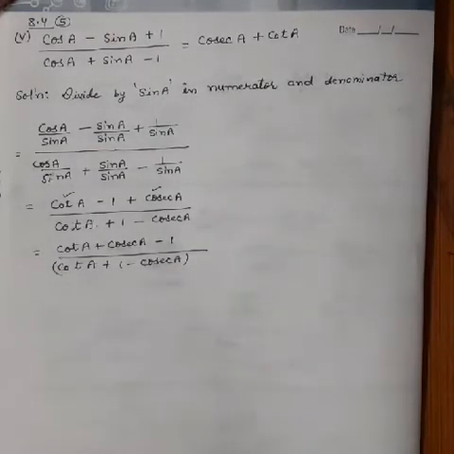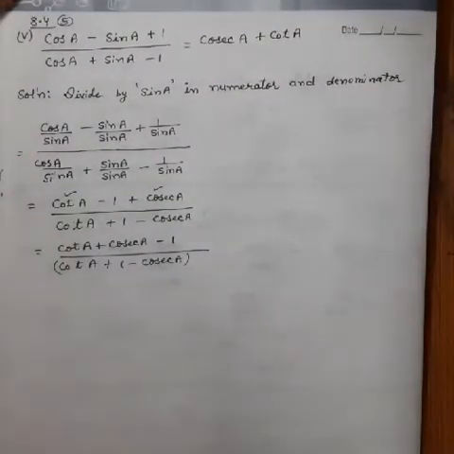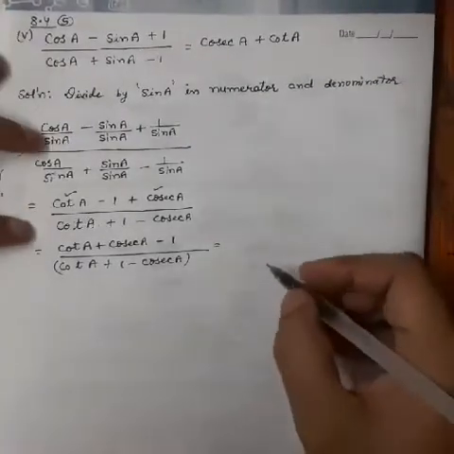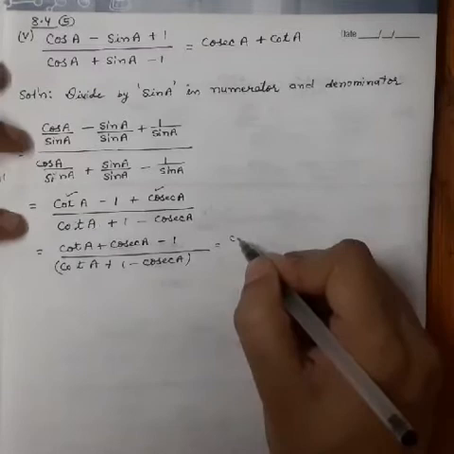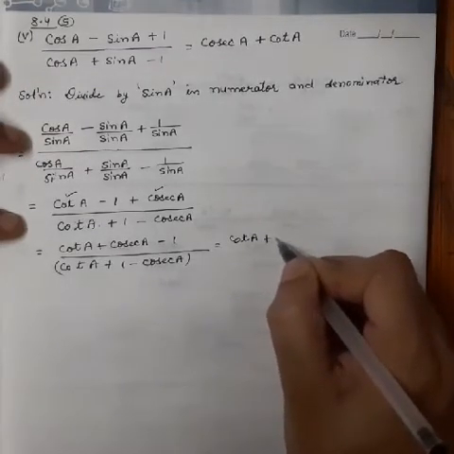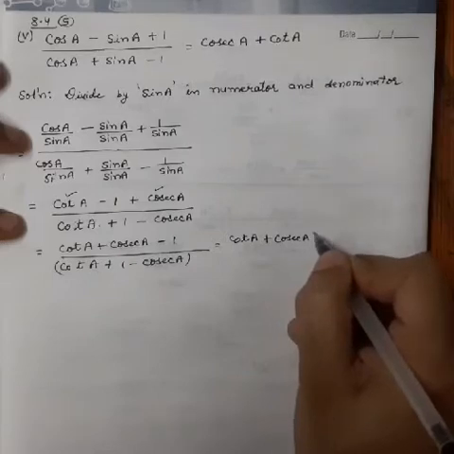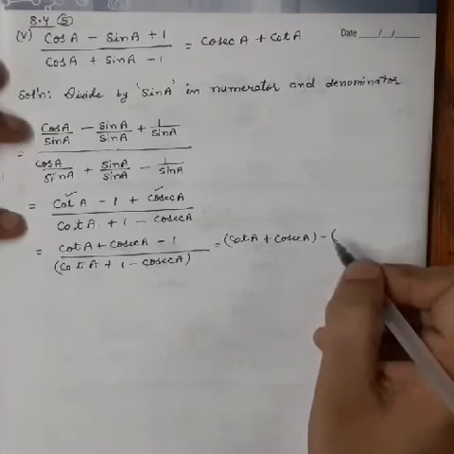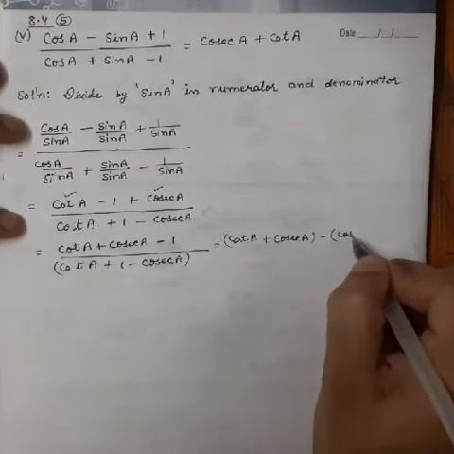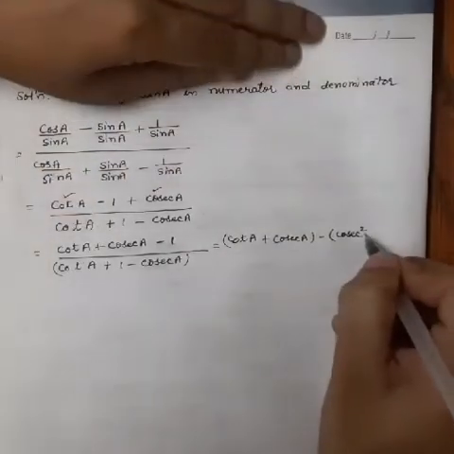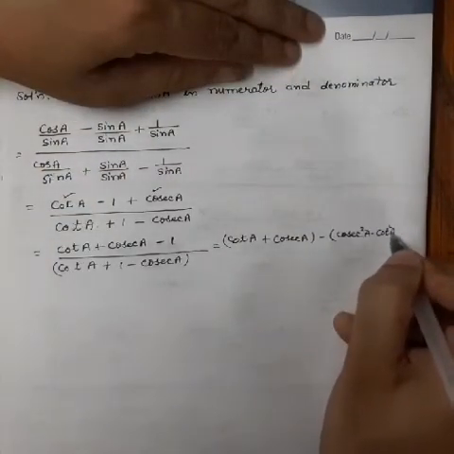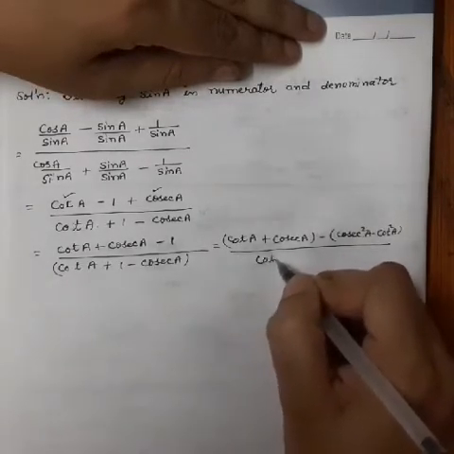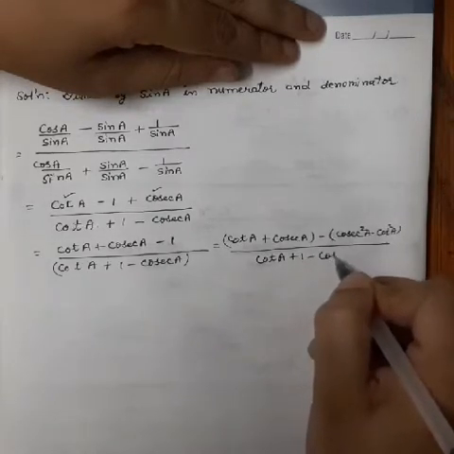Now what I am going to do, see here, I am going to put the value of 1 here. Okay, what will be the value of 1? Here cot a plus cosec a as it is. What is the value of 1? The value of 1 is cosec square a minus cot square a. Cosec square a minus cot square a is 1, and the denominator is as it is.